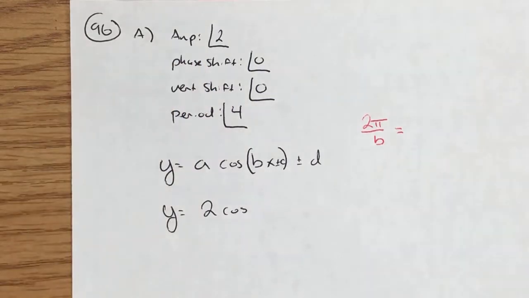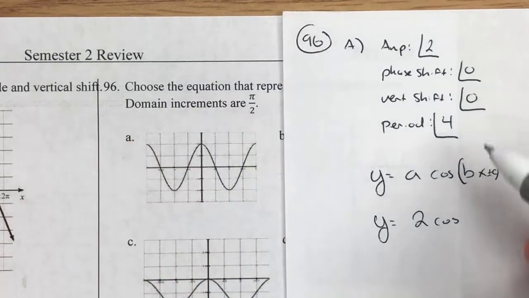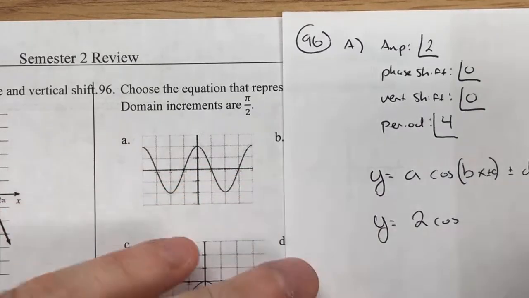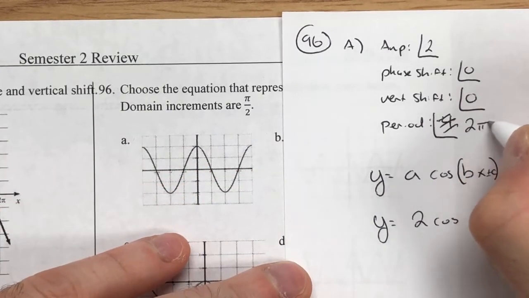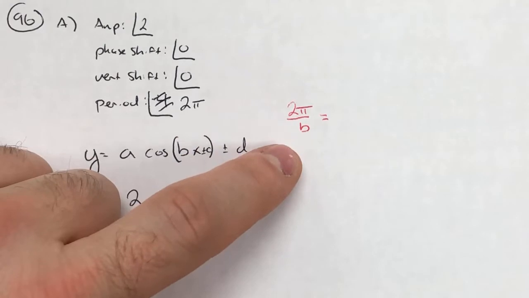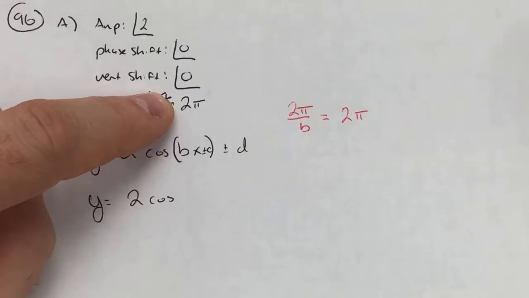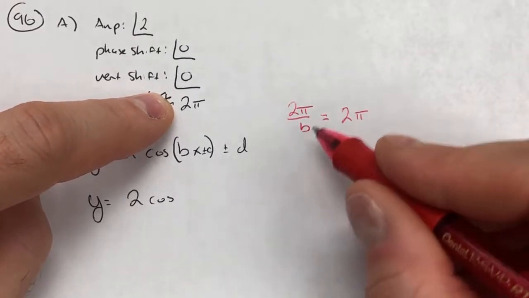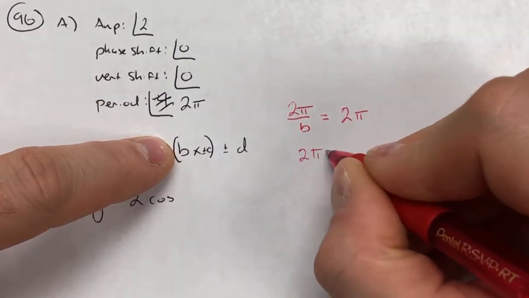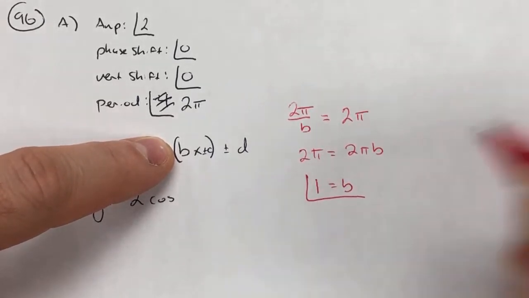And actually, let's pause here real quick before we continue with this mistake. We know that domain increments are in pi over 2. So it's not a period of 4, it's pi over 2, pi, 3 pi over 2, 2 pi. So let's actually scratch this out and say the period is 2 pi. Okay, so I know that 2 pi divided by whatever number I have here will give me my period of 2 pi. In this case, I just work this equation and solve for b so I can plug that in. So I'm going to cross multiply and say 2 pi equals 2 pi b. Divide both sides by 2 pi and I get b is equal to 1.